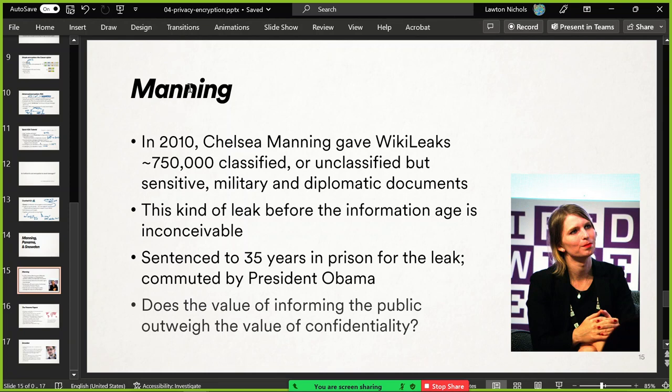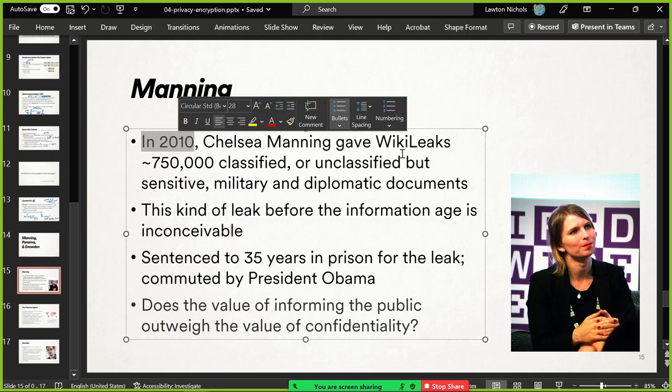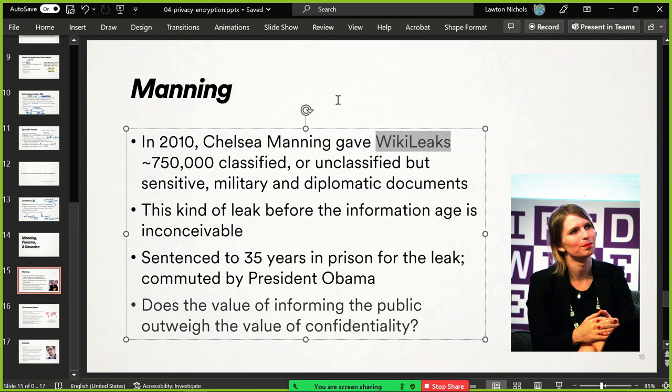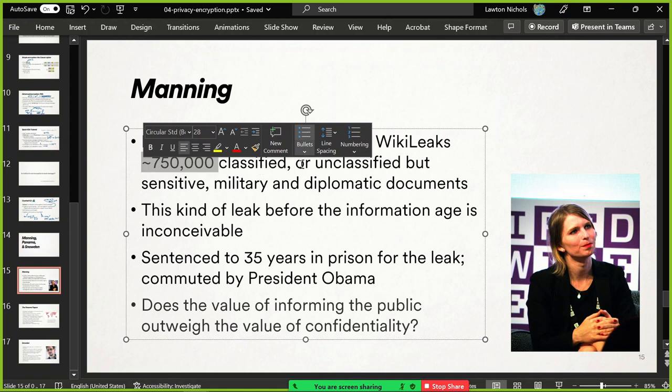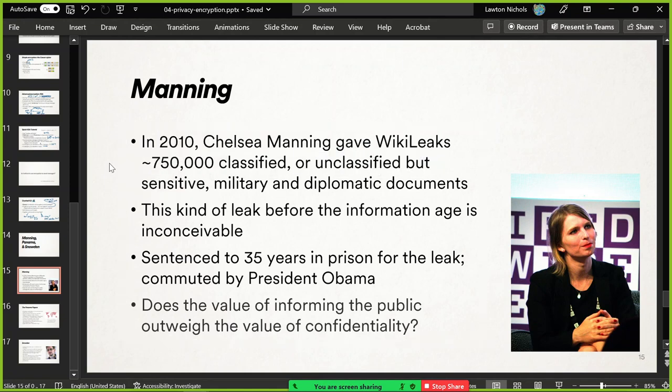Follow her on Twitter if you'd like. She has a Twitter account that a lot of people follow. So back in 2010, Chelsea Manning gave a company called WikiLeaks, which is a bit infamous, almost a million classified or unclassified but sensitive military documents, diplomatic documents, stuff that people weren't allowed to see. She did that for a reason. I think this was back with the war in Afghanistan. I think there were a lot of civilian casualties that weren't being reported properly, and she wanted to make sure that they were, something like that.